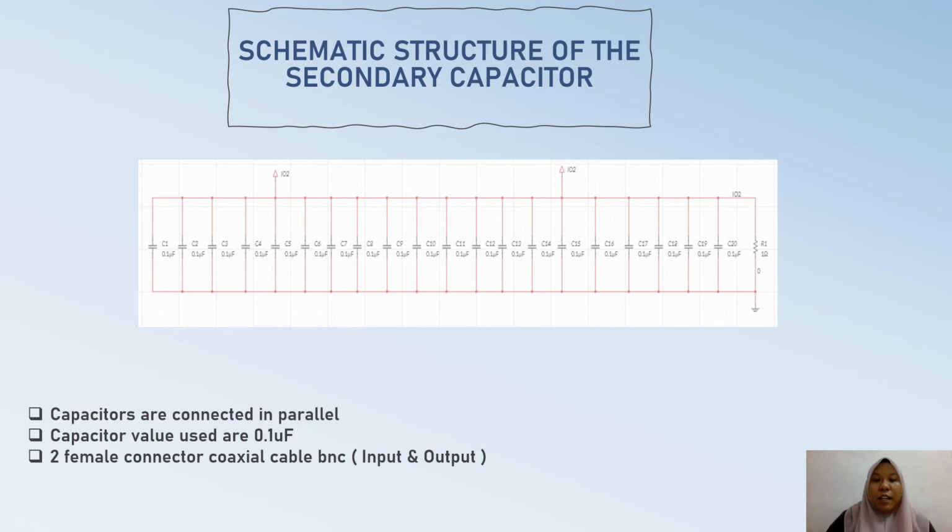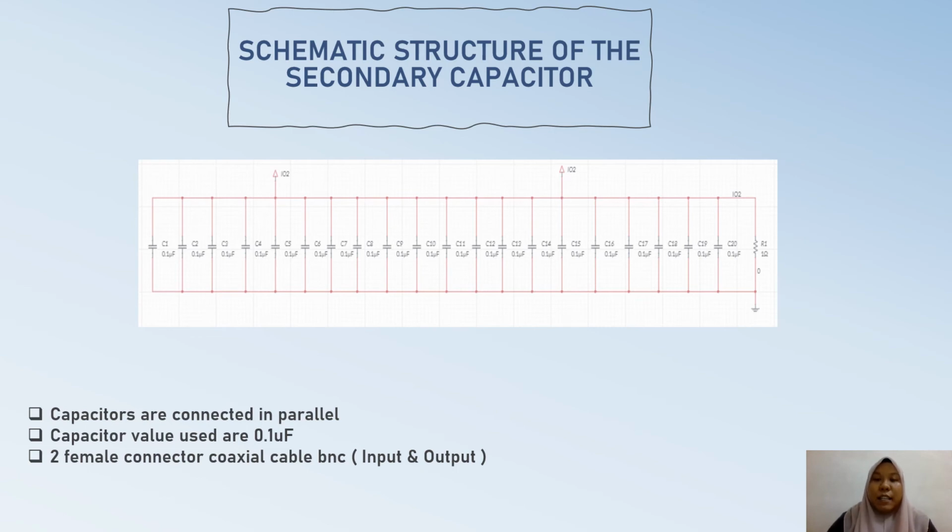Why are they connected in parallel? It is because by connecting several capacitors in parallel, the resulting circuit is able to store more energy, since the equivalent capacitance is the sum of the individual capacitances of all capacitors involved. Okay, that's the reason why they are connected in parallel.